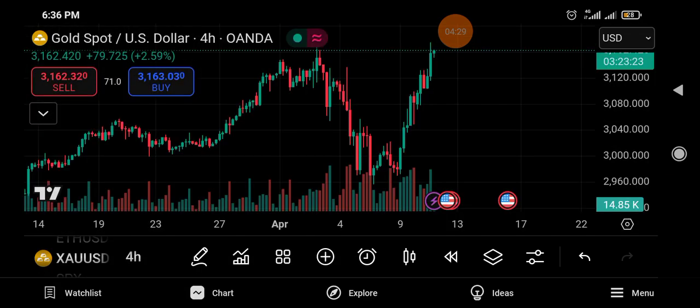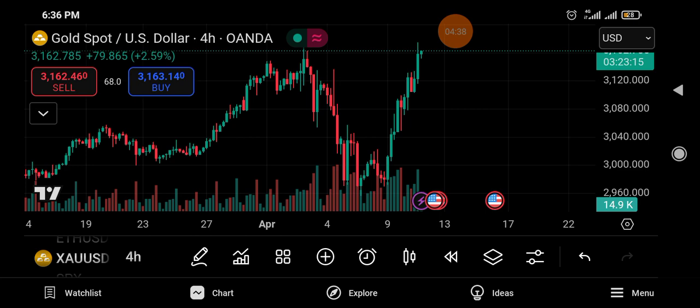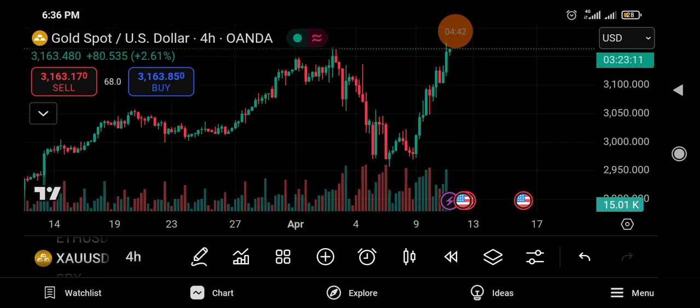I'm using TradingView. I could drop the link if you care to use this. It's a very nice application for doing your chart analysis. Okay, so this is good. As you can see, gold spot against US dollar on a 4-hour time frame. Now, there's what we call double top in trading. Double top simply means a price came to a resistance point, went down, came back right up.